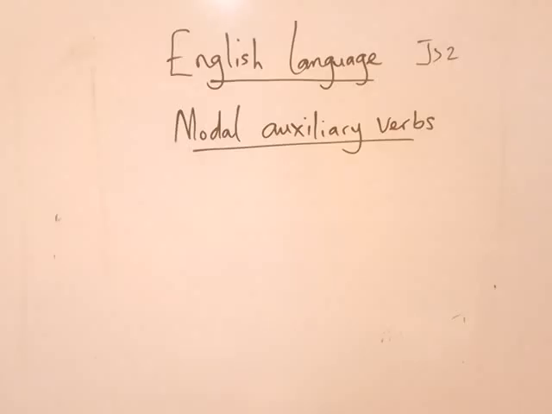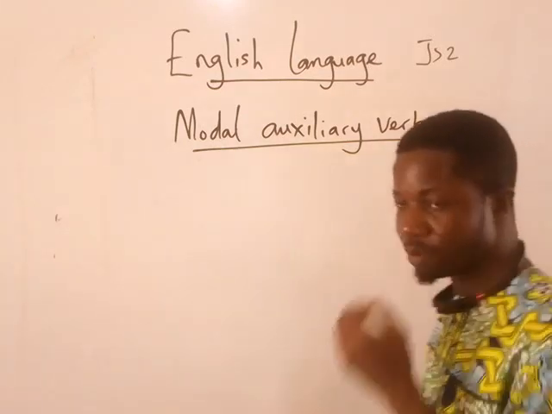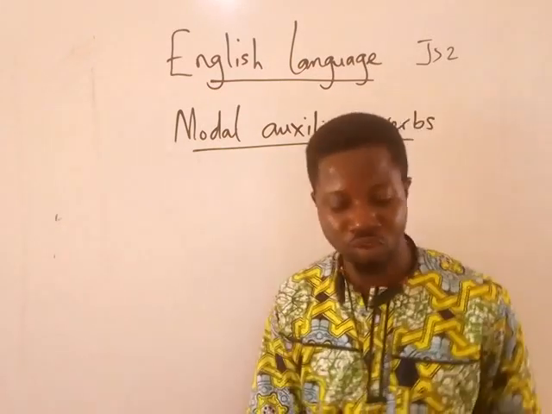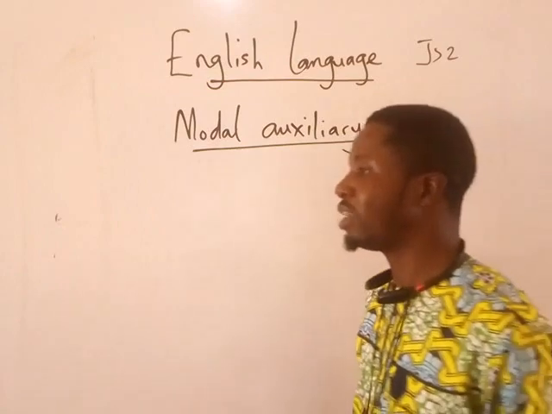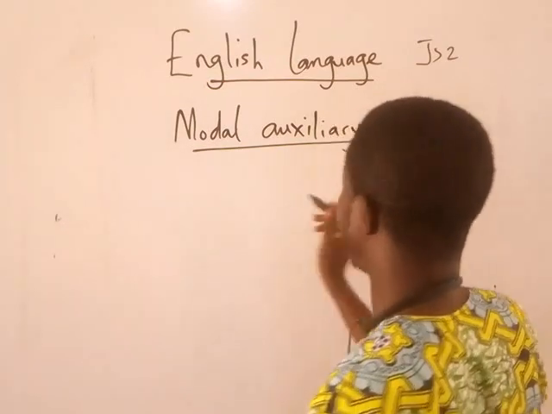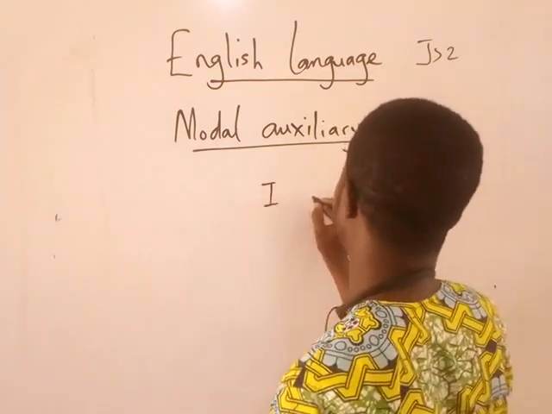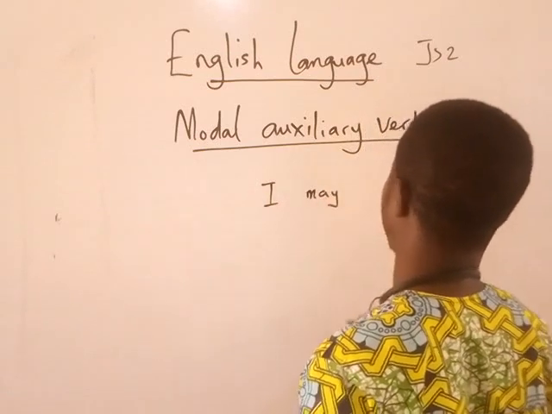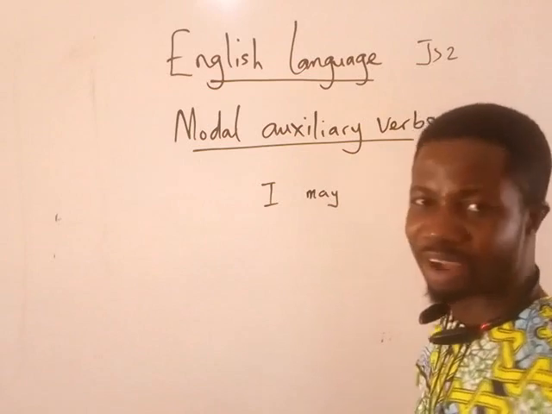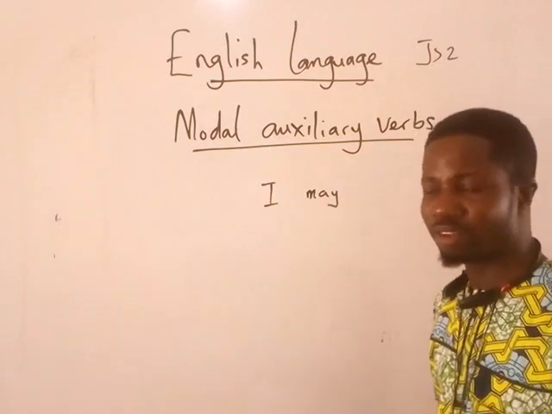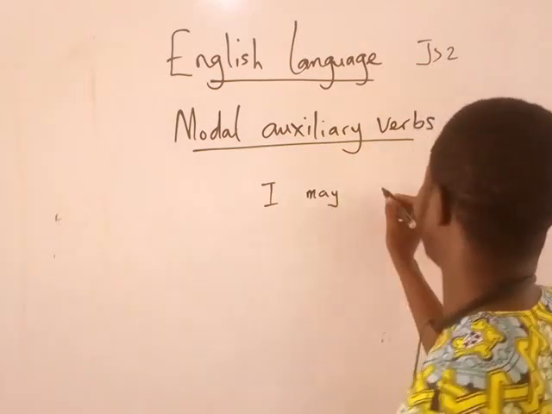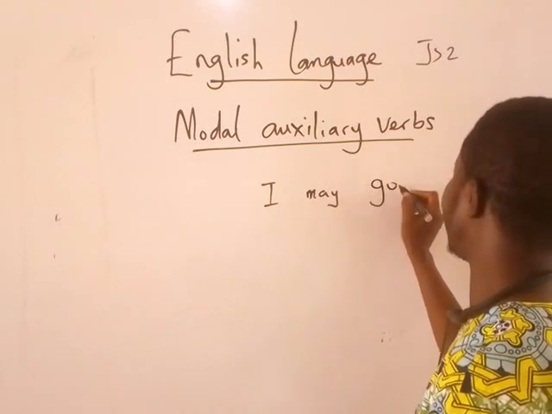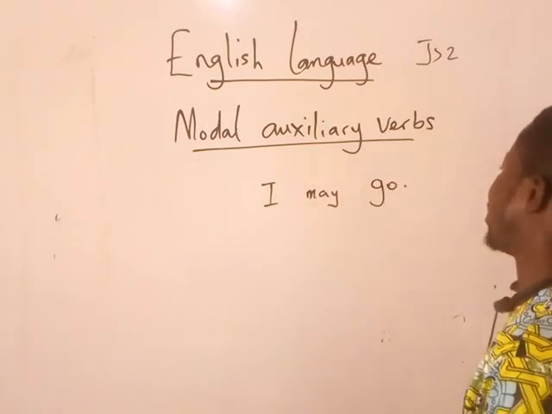So far, I've told you about the modal auxiliary verbs. I said they are helping verbs. That means that we cannot use them alone. They depend on the main verb. Let's take, for example, I may. If I say I may, it doesn't make complete sense. Immediately I add go to it, it makes complete sense.